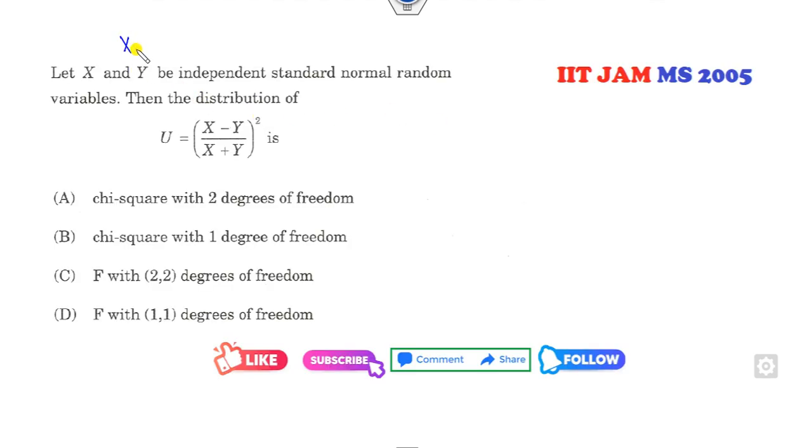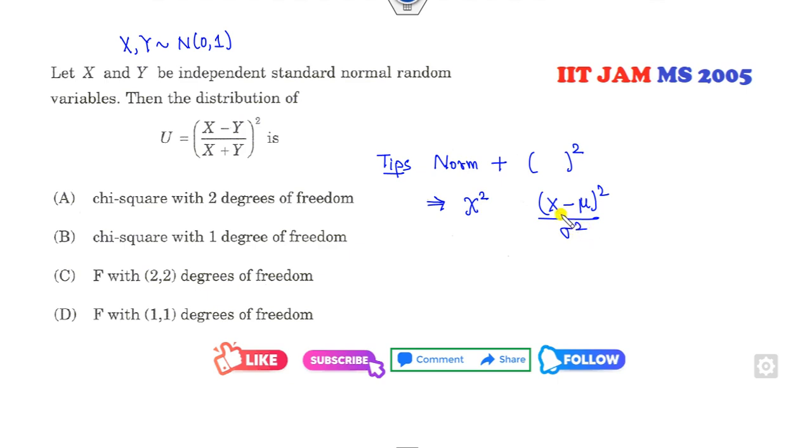Okay, now look at that. What is given to you? X and Y follow the normal distribution 0, 1. Always remember, whenever you see the normal distribution and the question is asking about the square, your target is to convert it into the chi-square. What is the chi-square? If I say (x minus mu) whole square divided by sigma square, it is my chi-square with 1 degree of freedom.